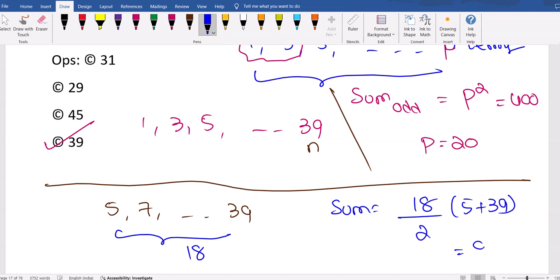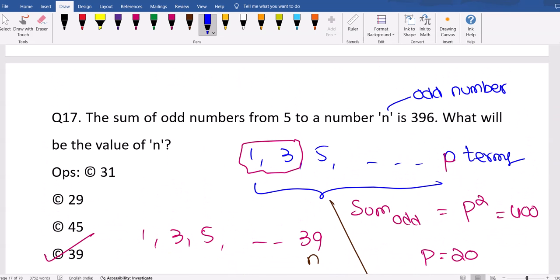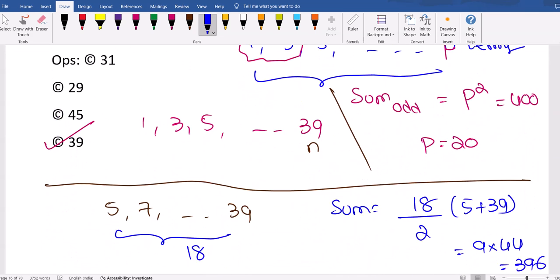Right, so 9 into 44 is 396 only. That's what 5 into 39, it's 396. They have given the summation already, so we can verify which option is suitable. The sum is the number of terms divided by 2 into first term plus last term. If the terms are in AP, arithmetic progression, that is the sum-of-terms shortcut.